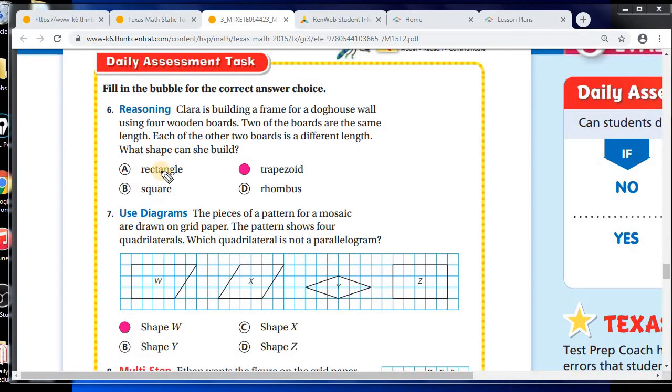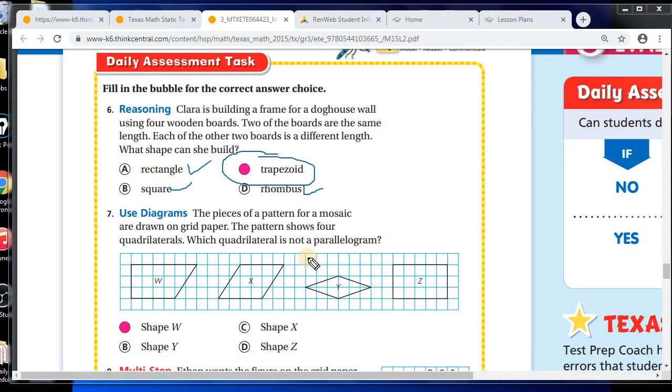Because rectangles have 2 pairs of opposite sides that are parallel and 2 pairs that are the same size. The square has all 4 sides the same length, and so does the rhombus. But the trapezoid has 2 of its opposite sides that are parallel, and each of the other 2 boards is a different length. So the other sides can be different lengths, and these 2 cannot have different lengths.